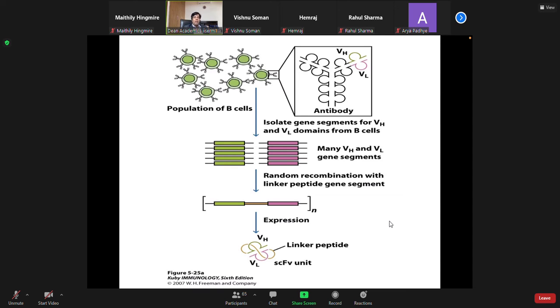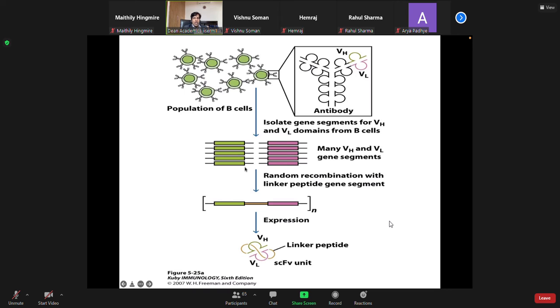Okay. Obviously, what you do is you isolate gene segments for VH and VL domains from your B cells. Let's say these are heavy chain and these are light chain. And then if you want to make it a single chain, you have to put some linkers, right? You have to put a linker sequence here so that this can be linked with the heavy chain variable region, right?